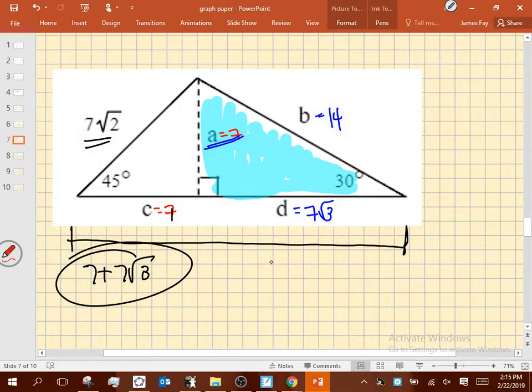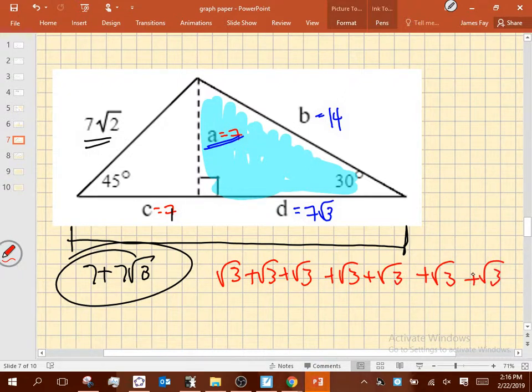Think about it this way, 7 radical 3, what does that mean? Or 7x, what does that mean? It means I have radical 3 plus radical 3 plus radical 3 plus radical 3 plus radical 3 plus radical 3, I mean, I got 6 of them plus 1 more radical 3. That's what 7 radical 3 means, right?